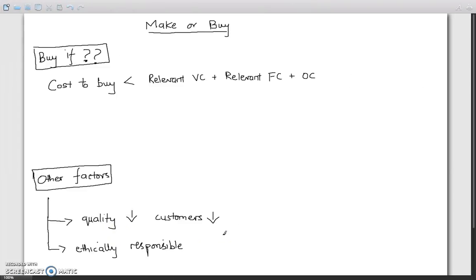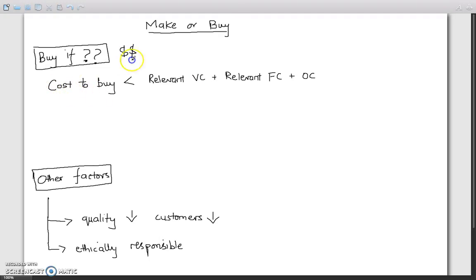So that is pretty much self-explanatory. It is when you decide whether to make your own products or buy them, outsource the production of your goods to somebody else. So when it comes to this decision, this is what you're basically going to consider when it comes to the monetary aspect of it.